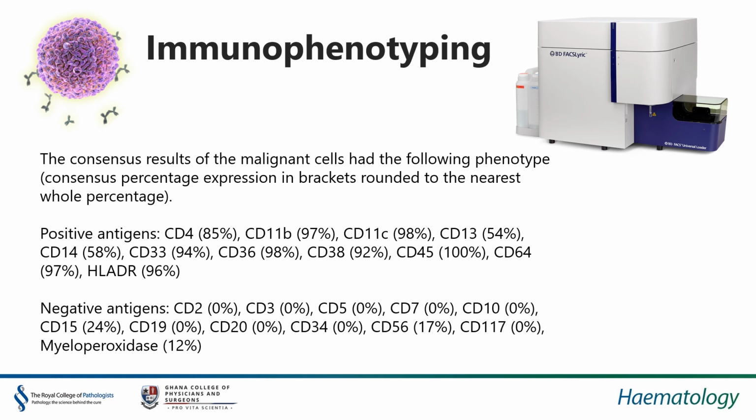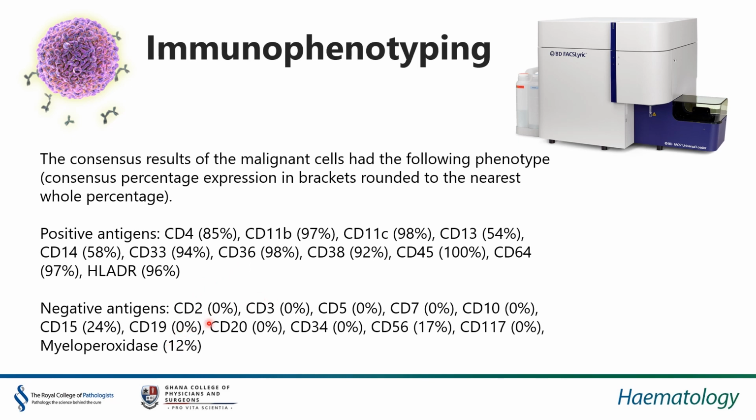So if we look at our lineage associated antigens, we know that myeloperoxidase is negative, which is what we like to see positive in acute myeloid leukemia. CD19 is negative, and CD7 is also negative. So no evidence of T cell or B cell, but we've certainly got a monocytic differentiation when we look at the positive antigens.